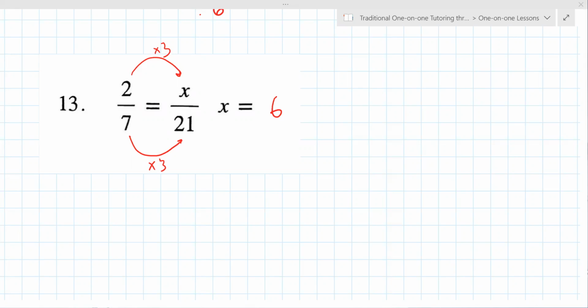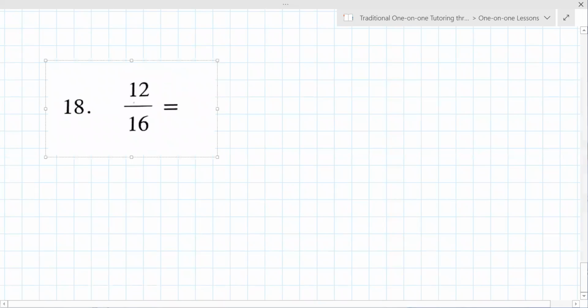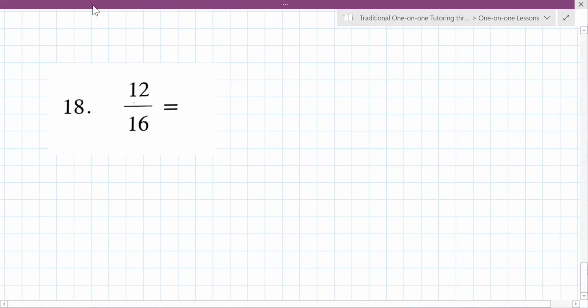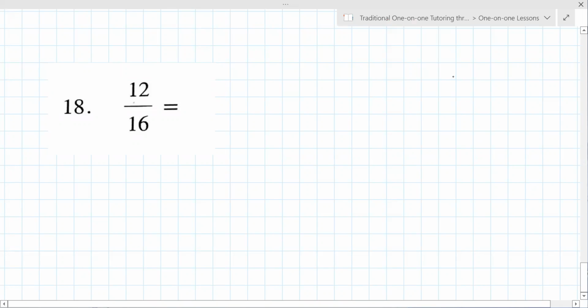Okay, 14 through 20 are reduce. So let's do 18 next, because this is something new that you haven't seen yet. The other ones are kind of like the ones you've already done. So is there a number that goes into both 12 and 16? No. Are they both even? Yes, so 2 would go in. So you divide by 2, you divide by 2, and you get 6 over 8.